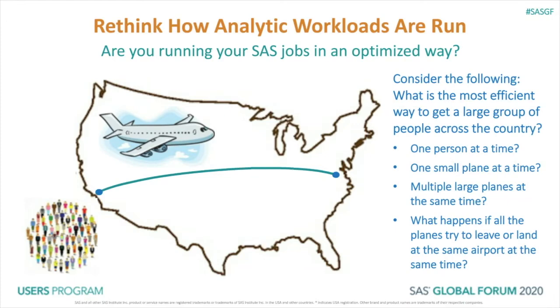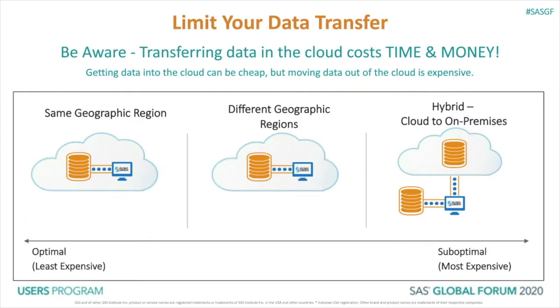Okay, the next tip is to limit the amount of data you are going to transfer. You should be aware that when you're transferring data in the cloud, it now will cost time and money. This used to be free. You could move lots of data around in your data center, and it didn't cost you anything. You might have heard the expression that getting data into the cloud is cheap, but getting data out of the cloud is expensive. And that is actually very true.